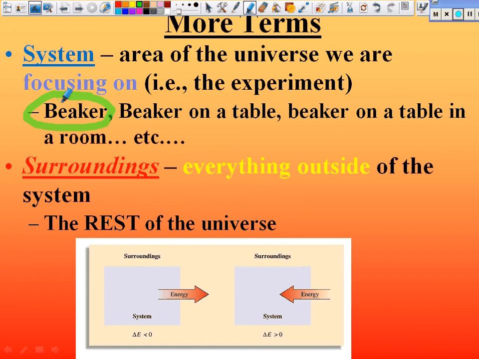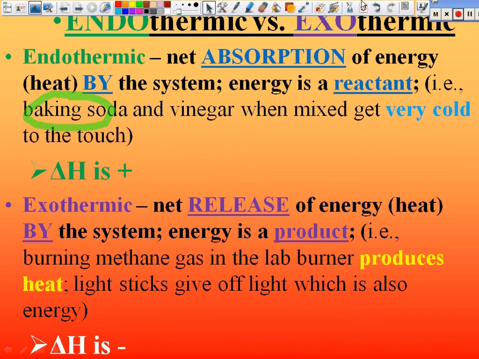Okay? We already know these terms. Endothermic is absorption of energy. The energy is a reactant. This is the extension. This is the way that you already know that. And again, it says the things get cold. Exothermic is a release of energy, and energy is a product. And again, delta H is positive, delta H is negative. These are the things that you already know.